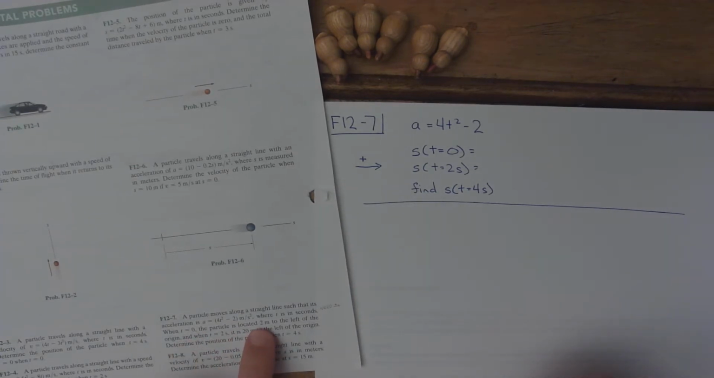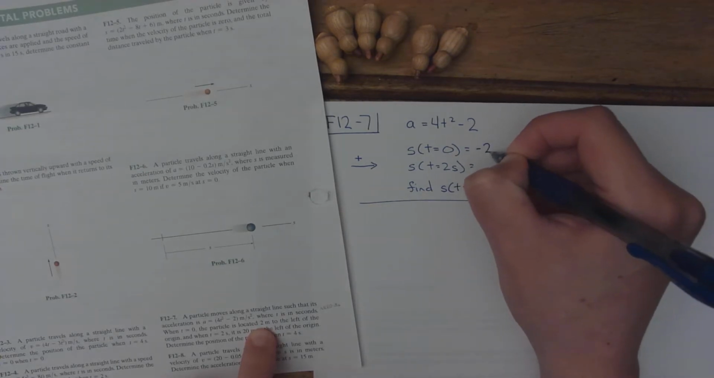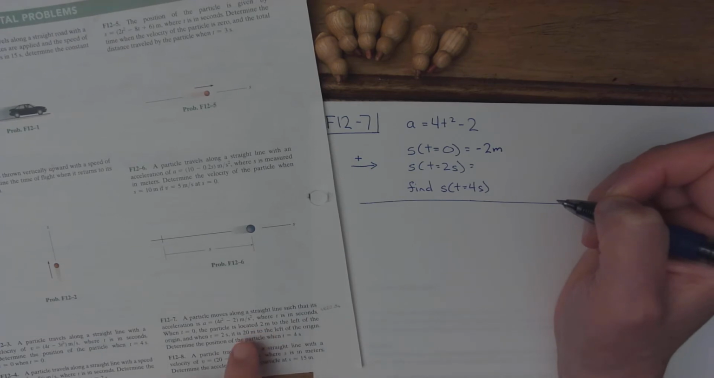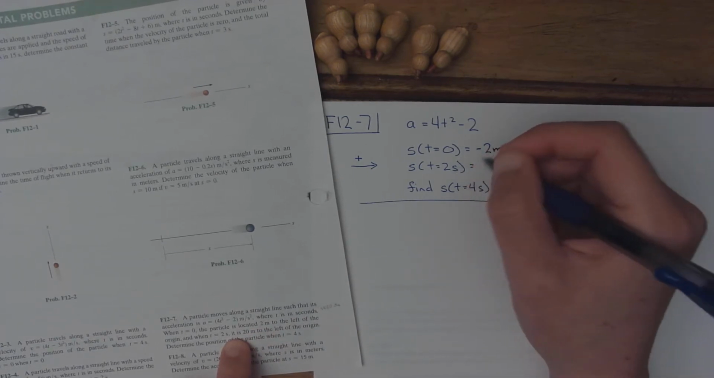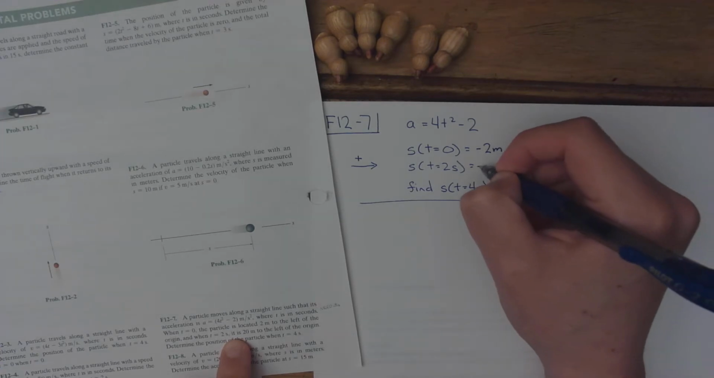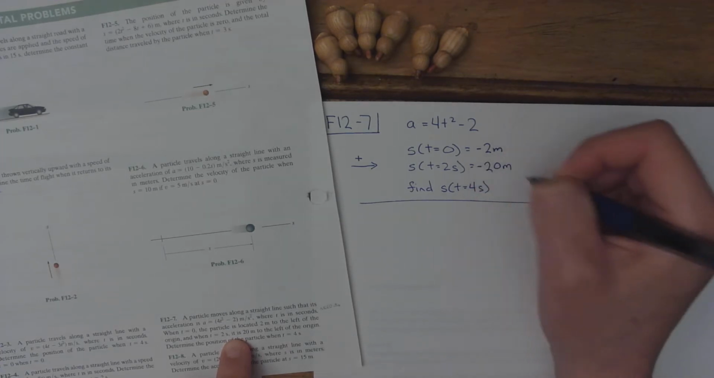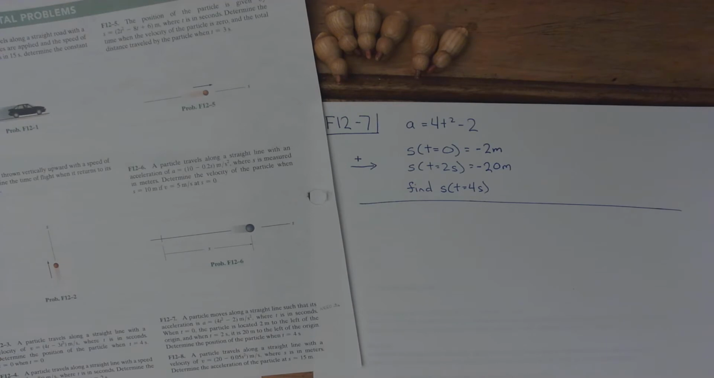So when t is equal to 0, the particle is 2 meters to the left of the origin. So this is going to be negative 2 meters. And we're 20 meters to the left of the origin when t is equal to 2 seconds. So that's minus 20 meters. They really should have told us in this problem that to the right was positive. Now we're all set to find the position at 4 seconds.